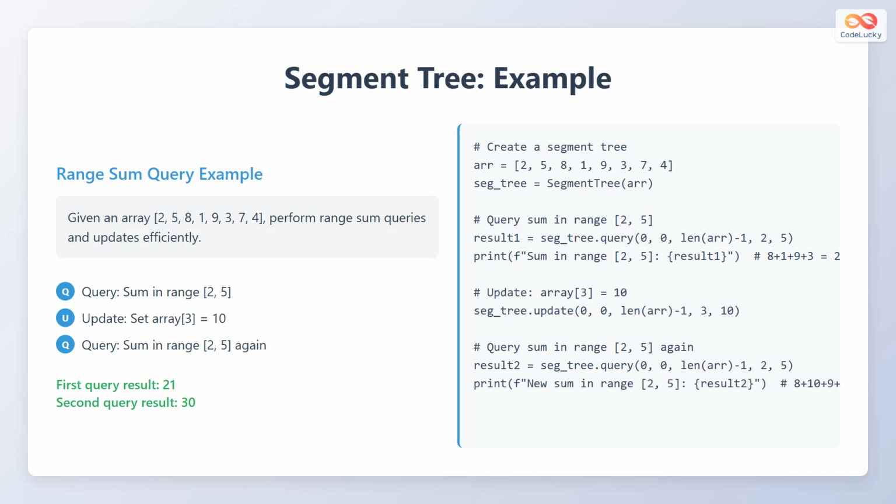So the first query returns 21, which is the sum of 8 plus 1 plus 9 plus 3. After updating the value at index 3 to 10, the second query returns 30, which is the sum of 8 plus 10 plus 9 plus 3. Here's the code demonstrating how to use the segment tree. We first create a segment tree with the given array. Then we perform the query and update operations as described above.